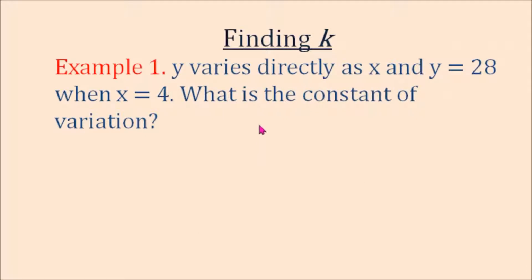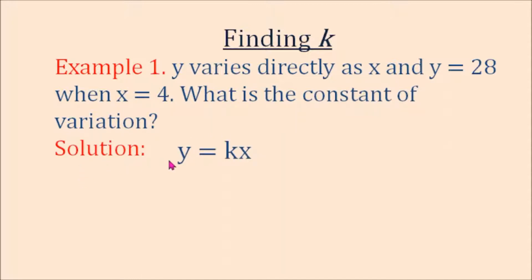The first thing that we are going to learn here is finding k, or the constant of variation. Example number 1. y varies directly as x and y equals 28 when x equals 4. What is the constant of variation?